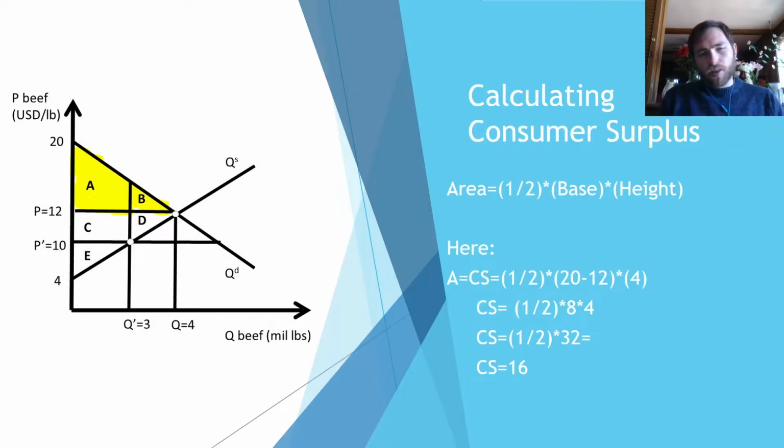So in this example, to calculate that, we use the triangle formula, 1/2 base times height. And so here I've got the full calculations lined out for you there. But the important thing is finding the dimensions of the triangle and cranking through the formula. And this tells us that there's $16 of consumer surplus in this market.